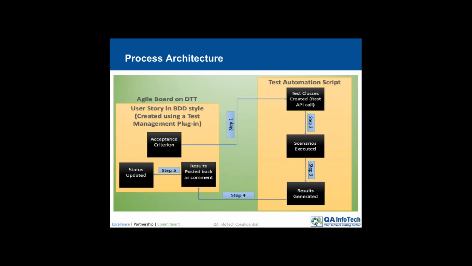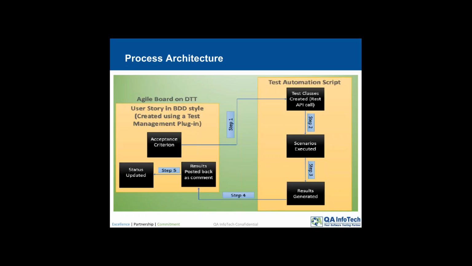Let's talk a bit about the process architecture, which will clarify this process more pictorially. This is an agile board on the defect tracking tool with a lot of user stories written and managed using a test management plugin. Now that we are talking about acceptance test automation, all the user stories are written generally in BDD style, the same way as we discussed, which is the given, when, then format.